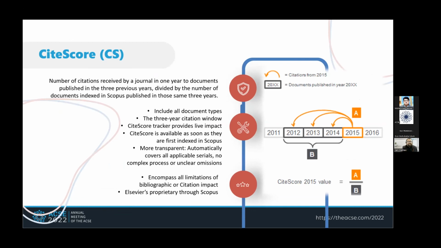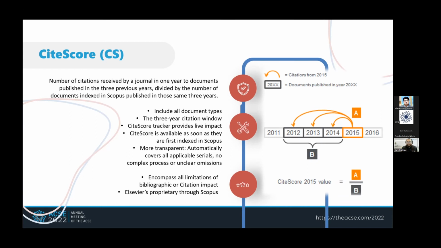We have another one that is called CiteScore, which is similar to the journal impact factor. This also has some limitations, such as it's a proprietary of Elsevier through Scopus, and it needs at least a 3-year citation window to be included in the CiteScore. At the same time, this has many advantages over other citation metrics. It considers all document types, not just research or review articles. And the CiteScore is available as soon as they first index in Scopus. That means it's very dynamic.